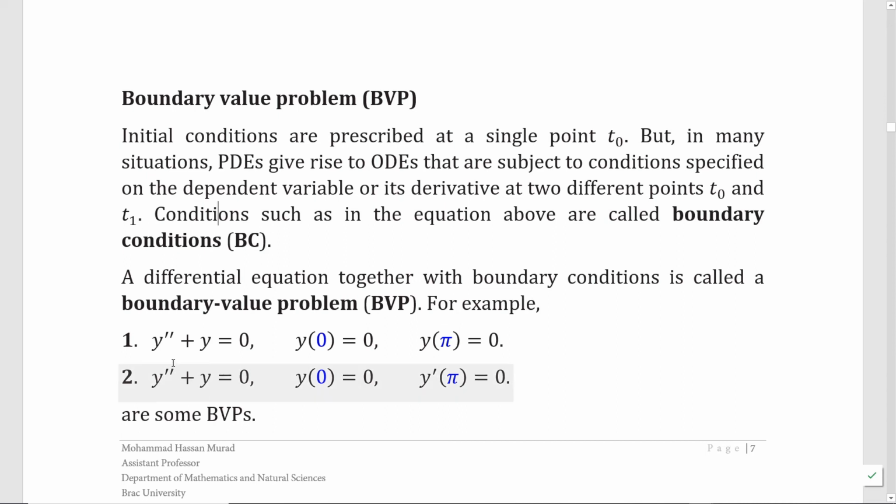For example, this is an ordinary differential equation of order 2 subject to the conditions that y at 0 equals 0 and y at pi equals 0. So we see there are two different values of the independent variable. Similarly, the equation in 2 subject to the conditions are some examples of boundary value problems.